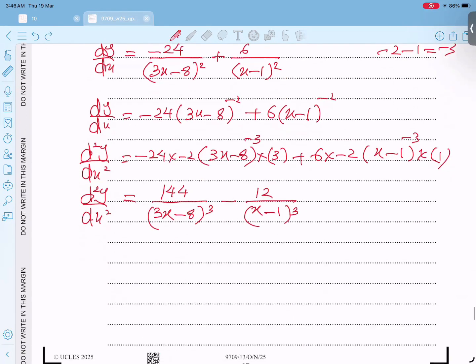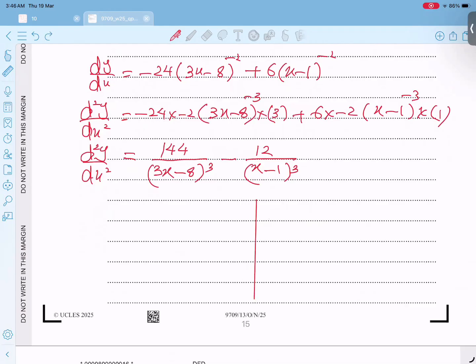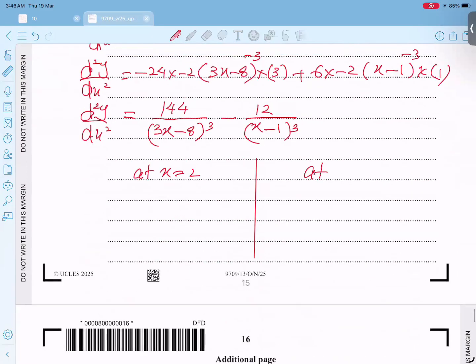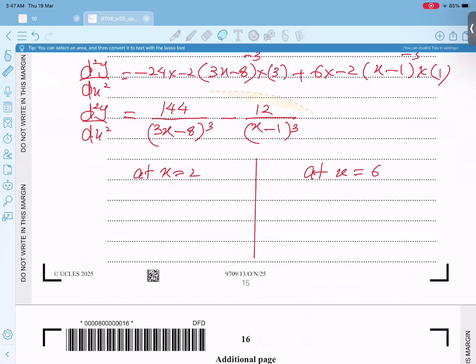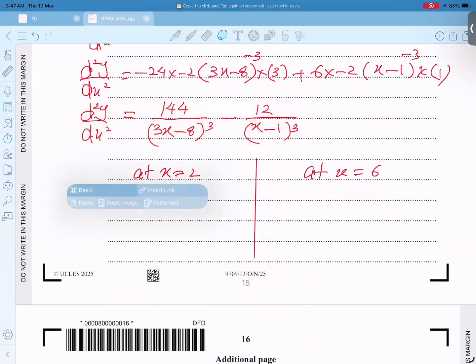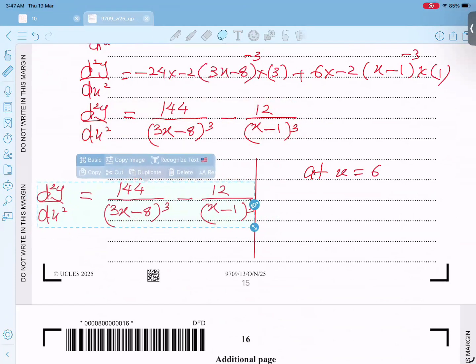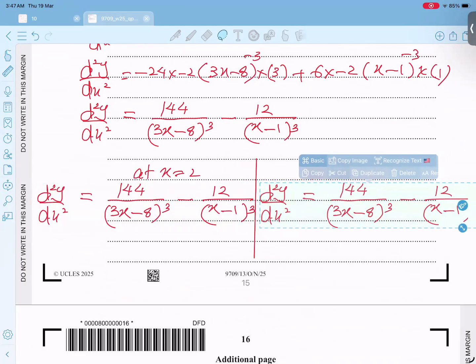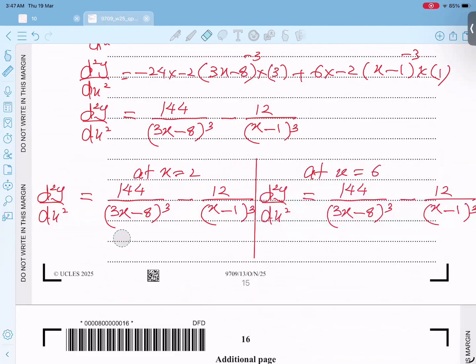So one by one I'm going to do it, and I'm writing here nature at x equals 2. Let me check 2 and 6: at x equal to 2 and at x equal to 6. I'm going to copy the full equation and paste it here. Okay, what I'm going to do is replace each x by 2. So here 3 times 2, 3 times 2, 3 times 2, or I can write 6 directly. And here I can write 2 only.